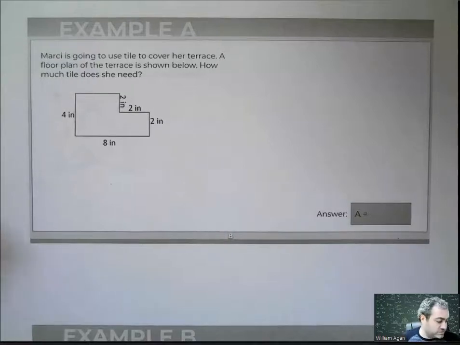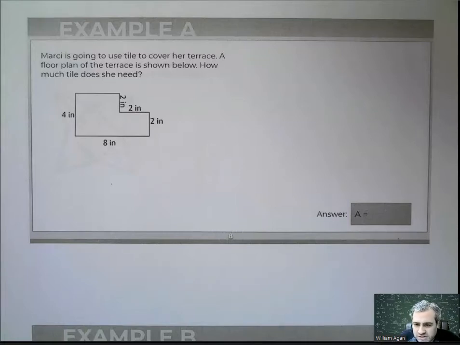All right, so let's look at example A. This is composite figures. Marcy is going to use tile to cover her terrace. A floor plan of the terrace is shown below. How much tile does she need?